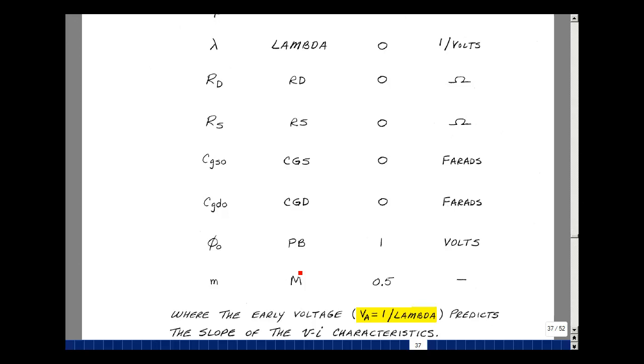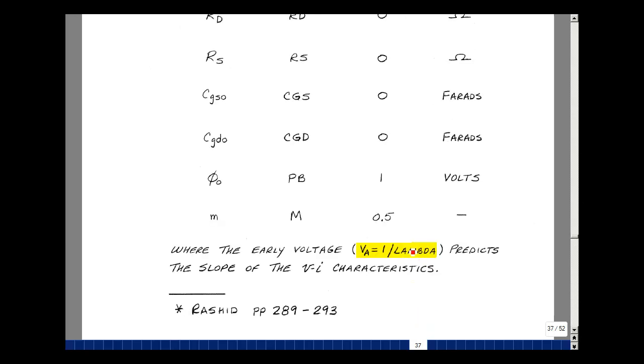In SPICE, the default is an uppercase M, although PSPICE will take upper and lowercase letters. Default value of a half, dimensionless quantity, it's a power. The term lambda, if you take its reciprocal, is the same as an early voltage. It's going to give a tilt to the curves. You can find more about the models in our reference text, Rashid, on pages 289 to 293.